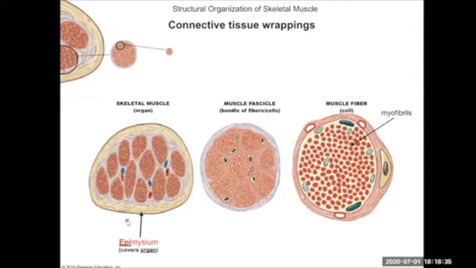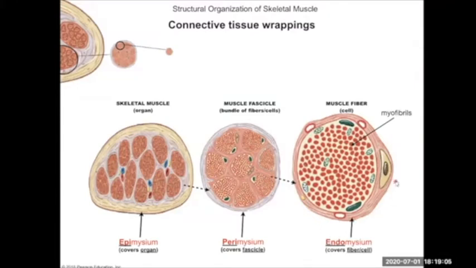The name of it is epimysium, wrapping around the whole muscle, wrapping around a bunch of fascicles. And each fascicle is going to be surrounded by perimysium over here. And that fascicle is going to be composed of a bunch of muscle fibers. That is the cell, which is in turn going to be covered by this endomysium. Right? So these are the connective tissue wrappings.